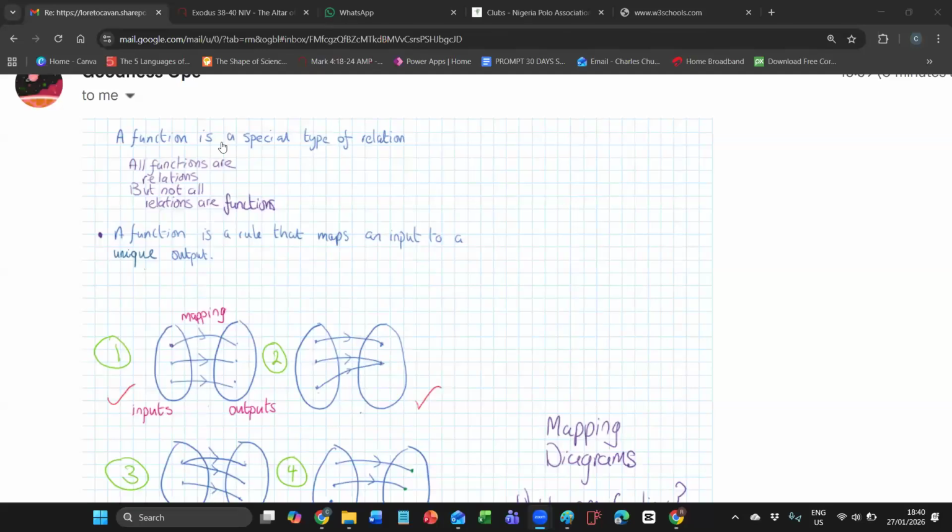my screen? Not yet. Yes, I can see it now. You can see it. Okay, good. Okay.